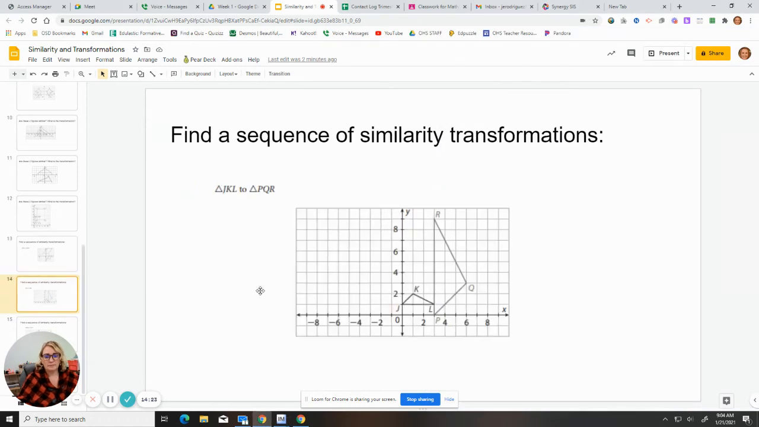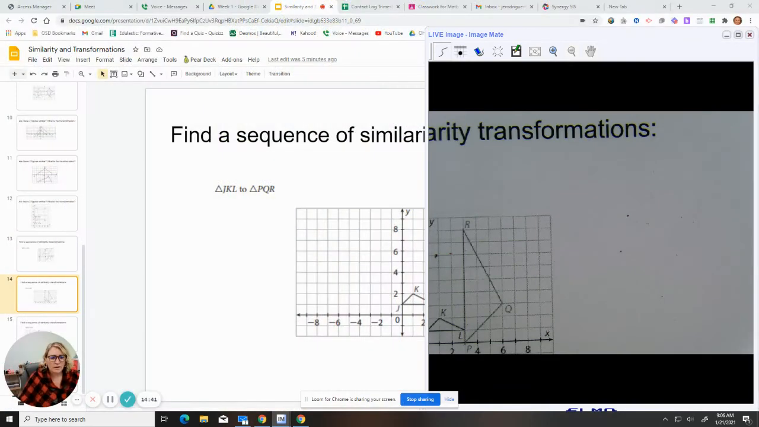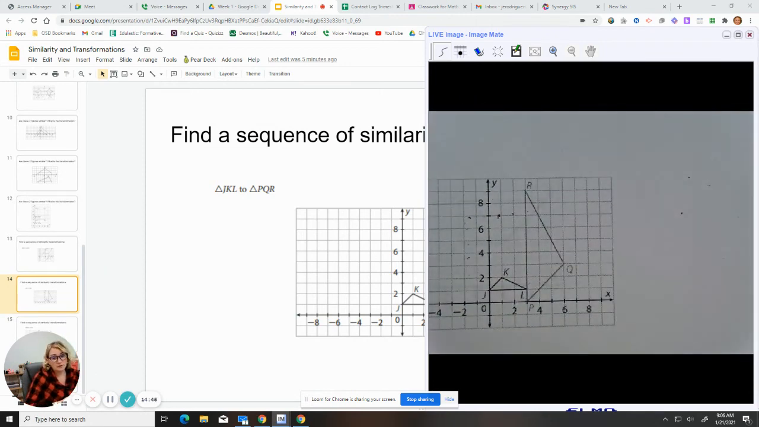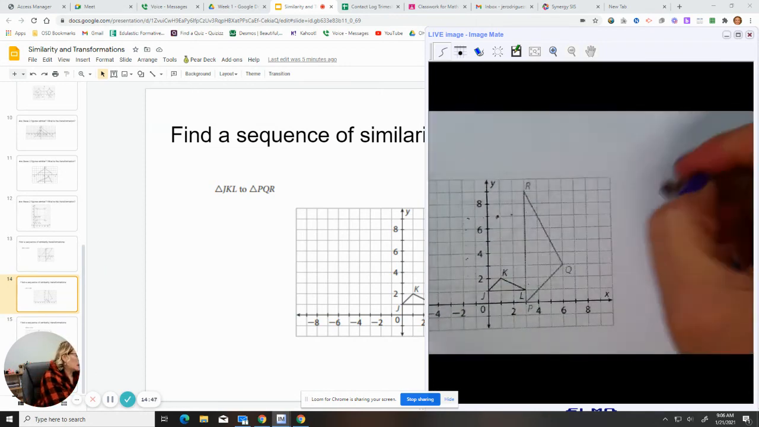Let's look at another one. Okay? We are going from this smaller one to this bigger one. So go ahead and look at it. See if you can figure it out. All right, so I am going to pull up this other one. So obviously we went from a smaller triangle to a bigger triangle. So there has to be a dilation.